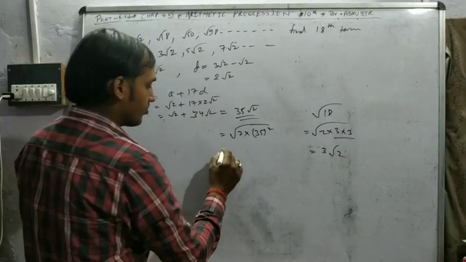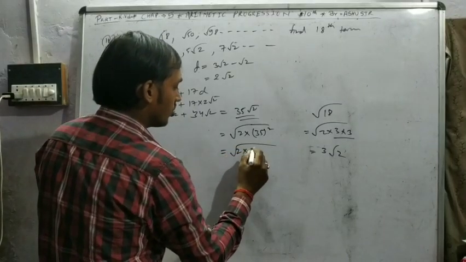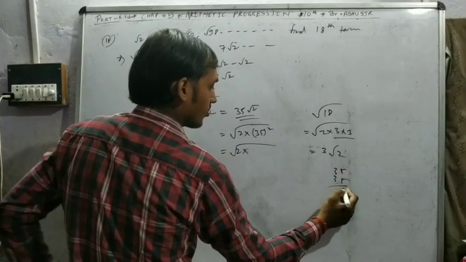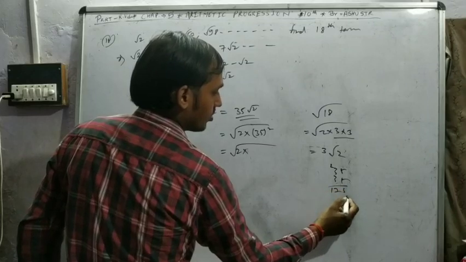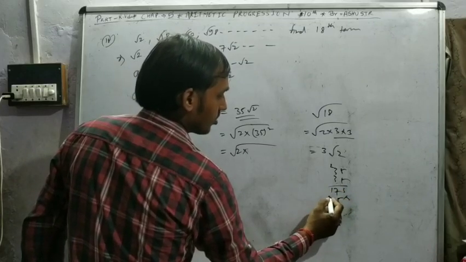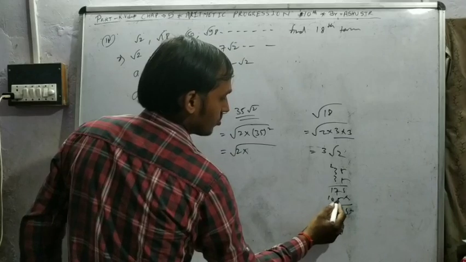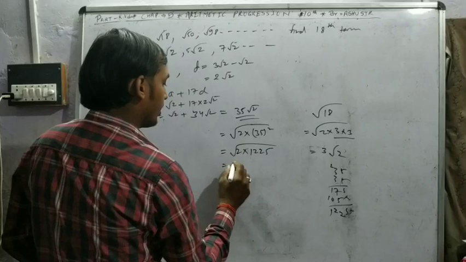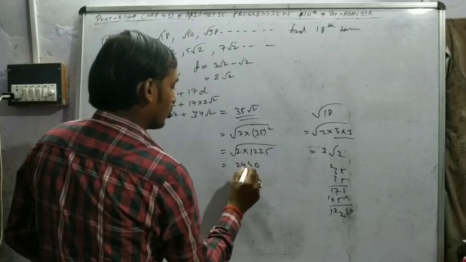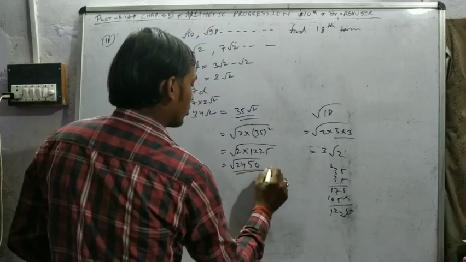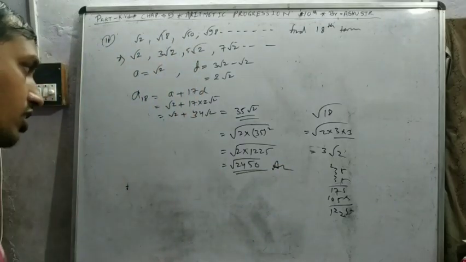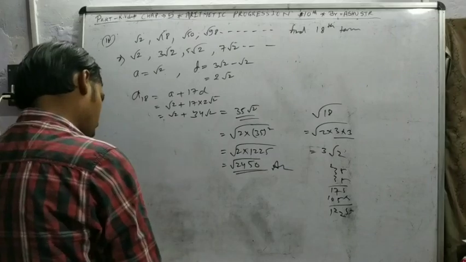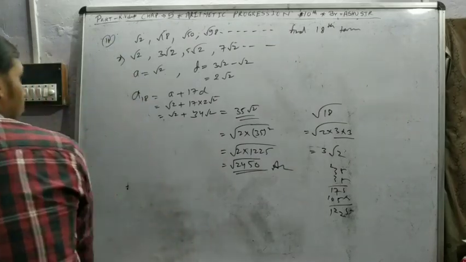So it is in square form. So 2 into 35 and 35. Multiply them, and you get 2450 in square root as the answer. This is the 18th term. Okay, I hope you understand. It's a very small question. Pause, and note down.